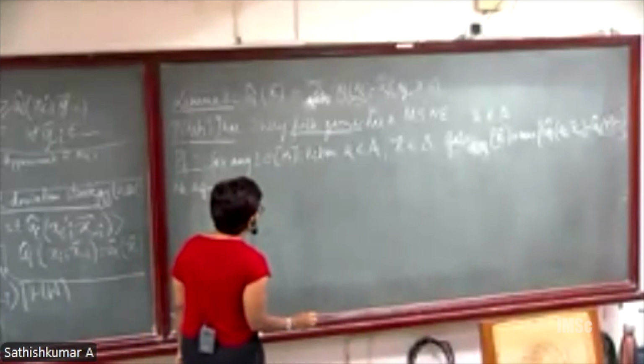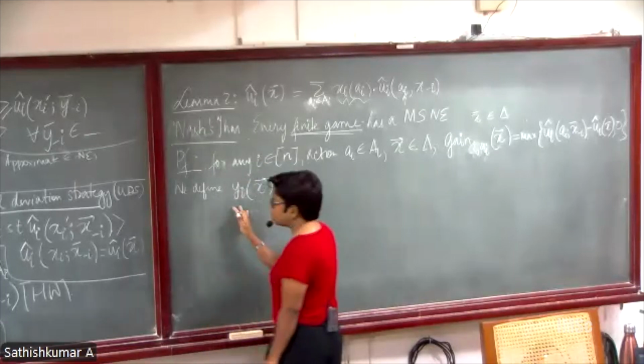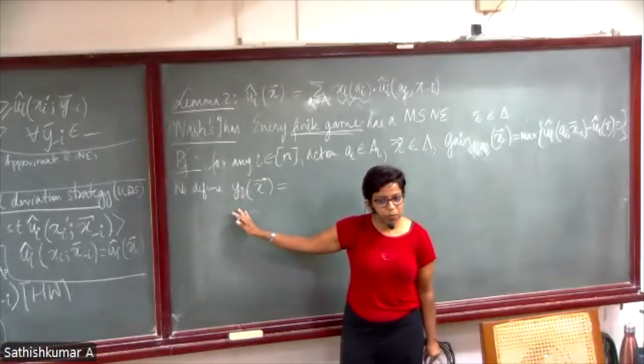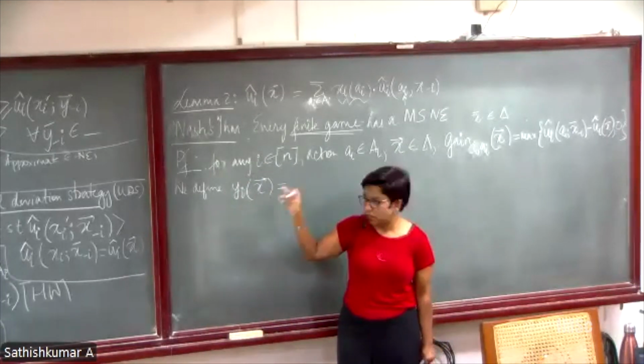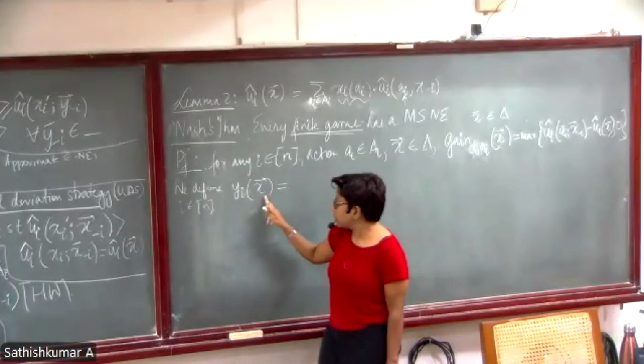Okay. So now I'm going to define another probability distribution, which is a perturbed version of Xi, for each player I. I'm going to define this.